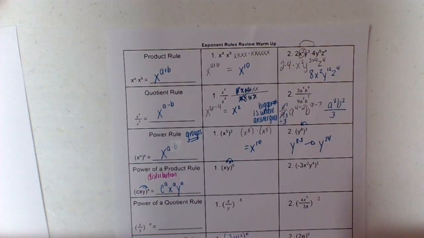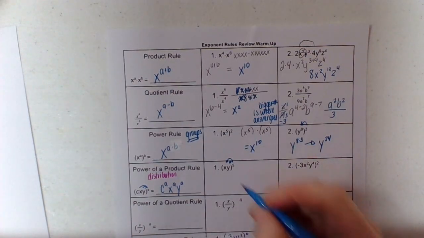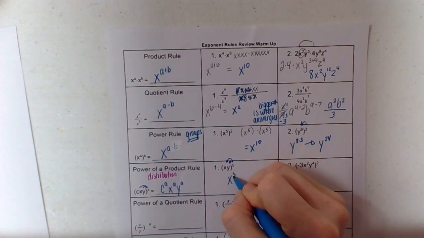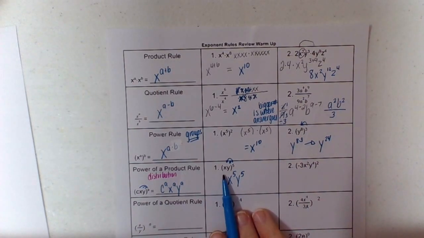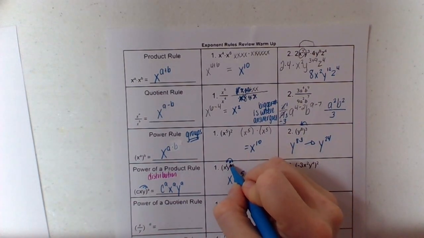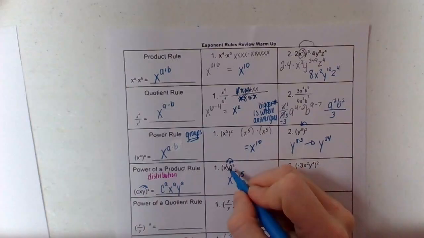So if they have no powers to begin with, I'm just going to be plopping a power on there. X to the 5, y to the 5, because they have an imaginary 1 on there. And 1 times 5 is 5.